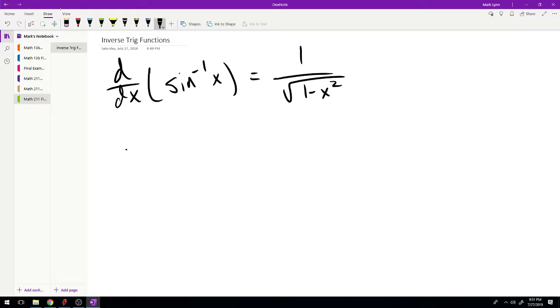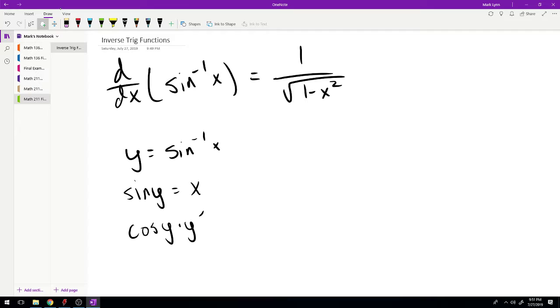So if we have y equals sine inverse of x, and we want to find y prime, what we could do instead is first take sine of both sides. Then we get sine of y equals sine of sine inverse, which cancels, equals x. Now we'll just take the derivative of both sides. The derivative of sine of y is cosine of y. And then we multiply by y prime because of implicit differentiation, you may recall. And then the derivative of the right side, x, is just 1.